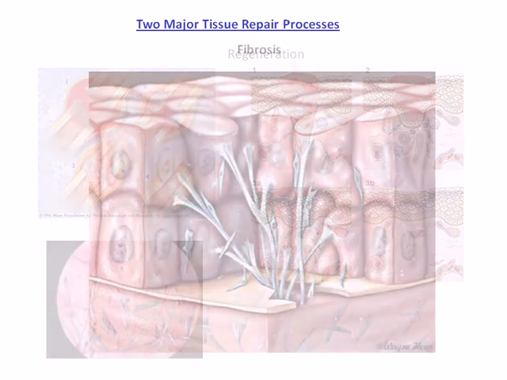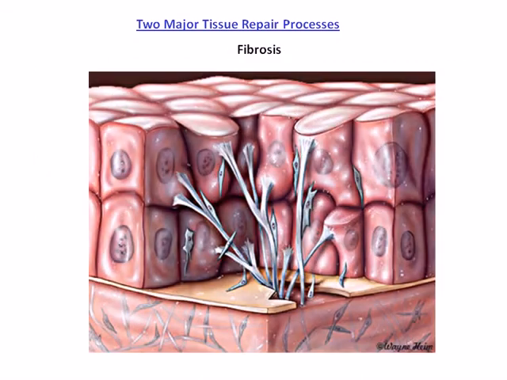In fibrosis, damaged tissue is repaired or replaced by a proliferation of collagen-based connective tissue or fibers known as scar tissue. Most connective tissue, but not all, heals by the process of fibrosis.